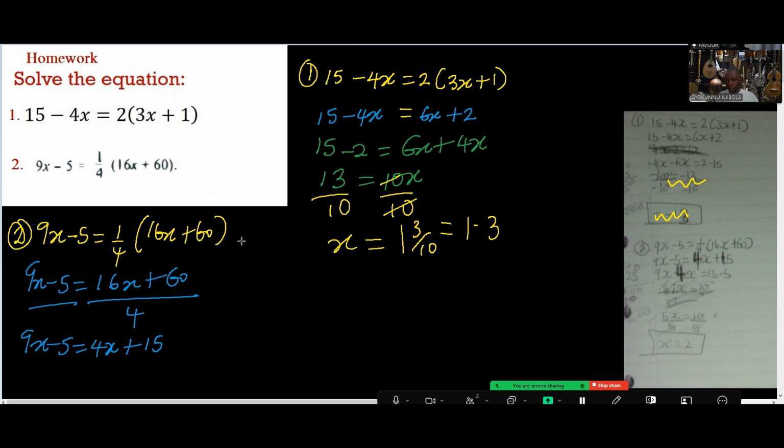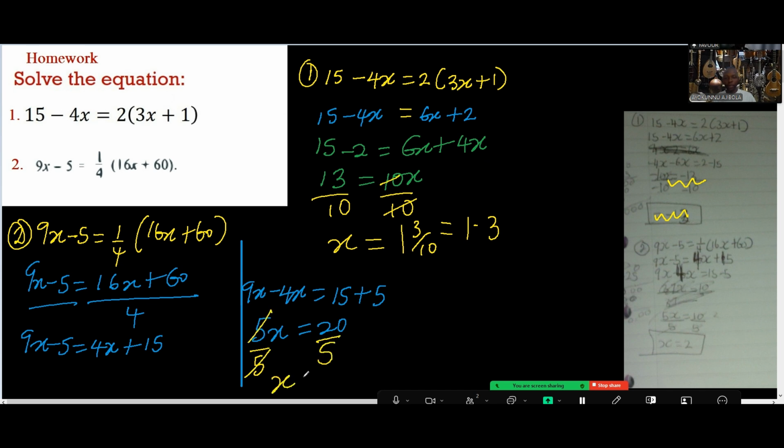So, having said that, we have 9x and 4x. So 9x minus 4x equal to 15 is outside, and 5 is coming to become 20. So 9 minus 4 is 5x equal to 20. Then I divide both sides by 5. 5 over 5, so x equals 4 and not 2.